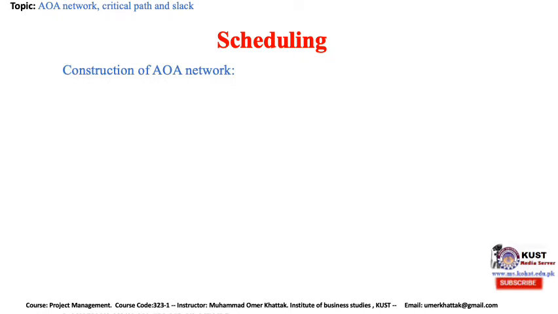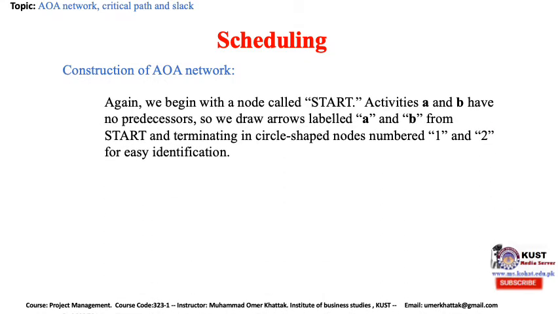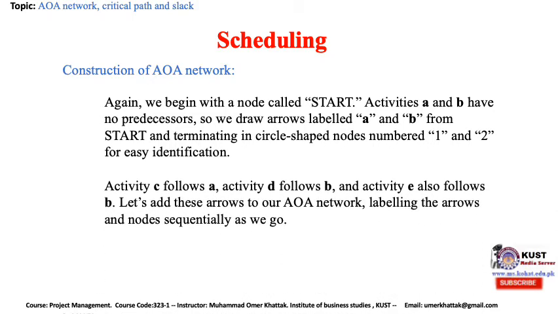Construction of activity on arrow network. Again, we begin with the node called start. Activities A and B have no predecessor, so we draw arrows labeled A and B from start and terminating in circle-shaped nodes number 1 and 2 for easy identification. Activity C follows A, activity D follows B, and activity E also follows B. Let's add these arrows to our network, labeling the arrows and nodes sequentially as we go.